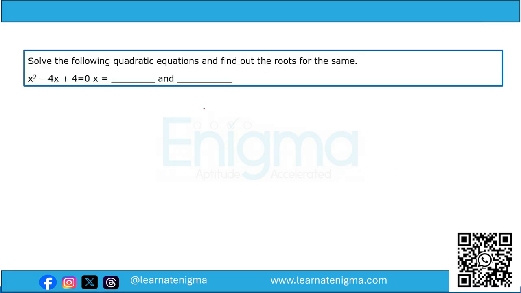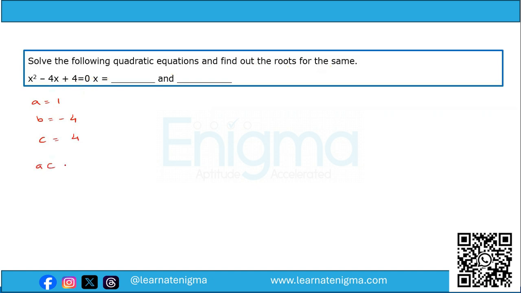Solve the following quadratic equations and find out the roots for the same. x square minus 4x plus 4 equal to 0. Comparing this with the standard form of quadratic equations, you have a is equal to 1, b is equal to minus 4, and c is equal to 4.